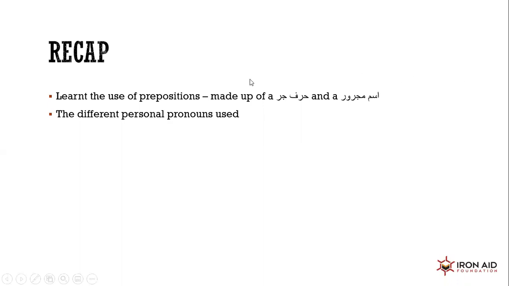And we went through the rules of the harf jar or prepositions, where the word after it will always be called ism majroor, and it will always be in the majroor case, and it will have a kasra because it's majroor. And we also learned the different types of personal pronouns used, and I did mention that they are called detached pronouns. So basically he, they, it, she, I, we, these are all pronouns, and we covered that last lesson.